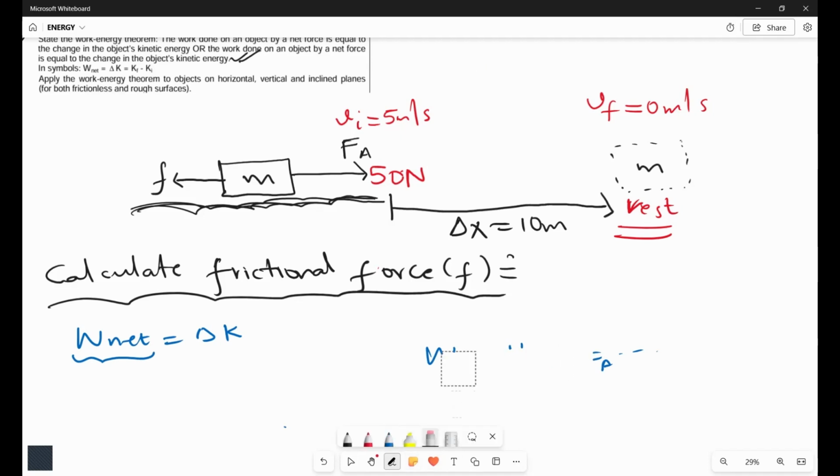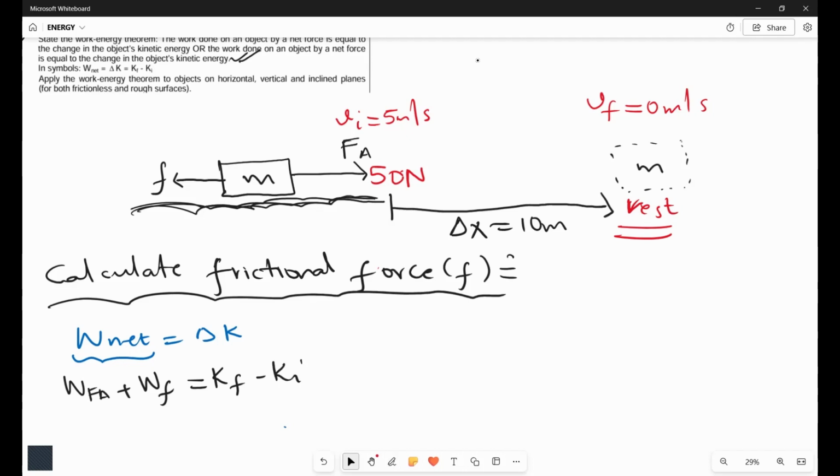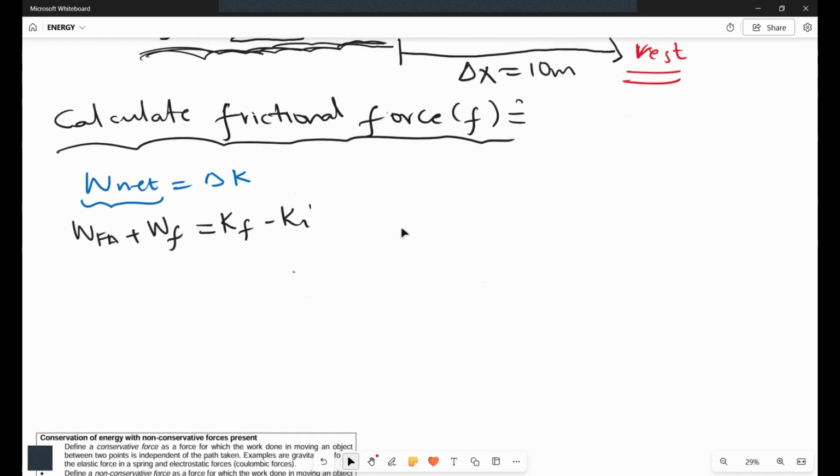So now, here we are still going to apply the same thing, but in this case, we're going to substitute on this side again. So it's going to be work done by applied force plus work done by friction. It is equal to what? Change in K. Remember, change in K is K final minus K initial. Anything that has to do with change is final minus initial.